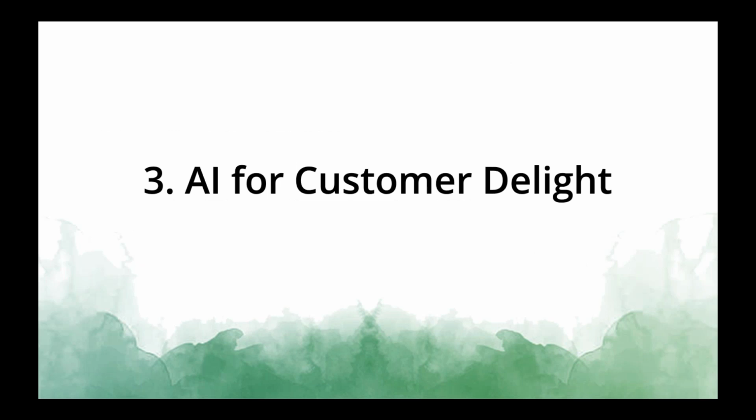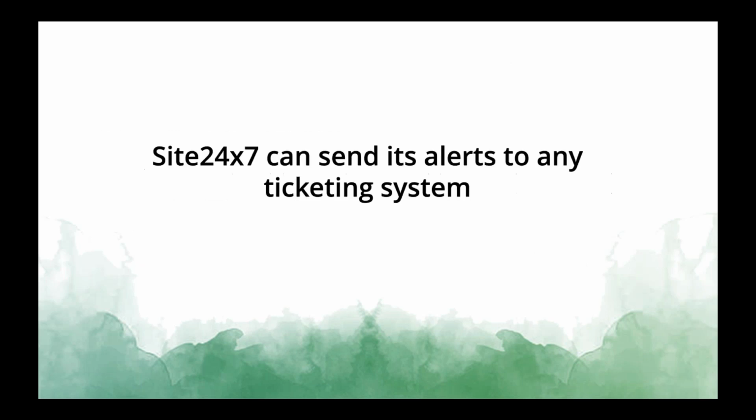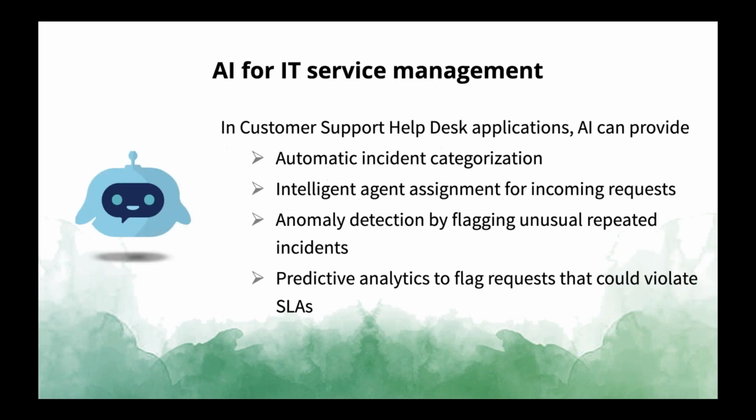Now, AI for customer delight. How can AI be used for customer delight? Customer delight is nothing but how do you make sure that your customers are happy? So Site24x7 can send its alerts to any ticketing system. The ticketing system should take care of, that's what service management is. So in customer support help desk applications, as I said earlier, AI can help in automatic incident categorization as L1 issues, L2 issues based on severity, and based on how the agents have been assigned already.